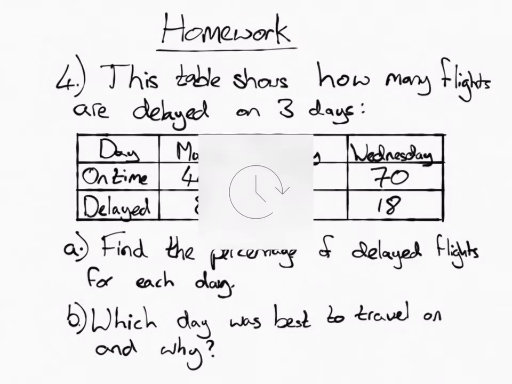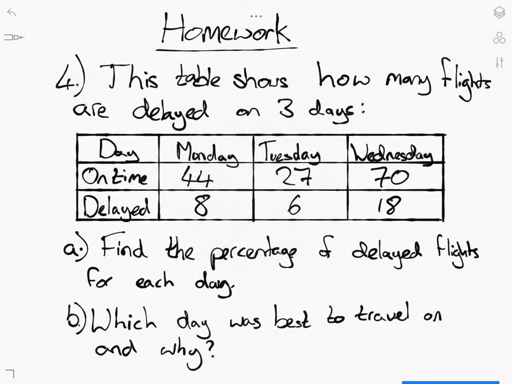And then the final thing, we've got this question here. So I'll help you out with this one a little bit, and then you can finish it off yourselves. So this is a typical question you might get. This table shows how many flights are delayed on 3 days, and we've got Monday, Tuesday, Wednesday, and we've got the on-time flights, and we've got the delayed flights. So I'll help you with Monday. We need to find the percentage of delayed flights on each day. So people might think 8 out of 44, but actually we need to add another column at the bottom with the total amounts. So the total amount of flights on Monday was 44 add 8, which equals 52.